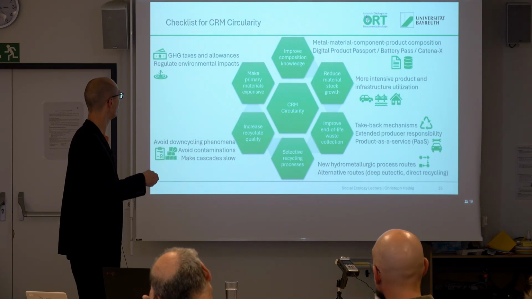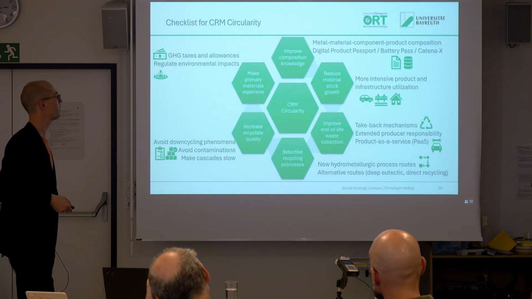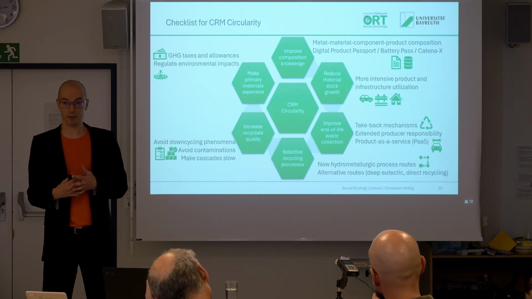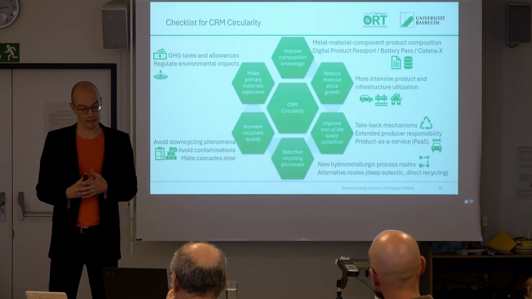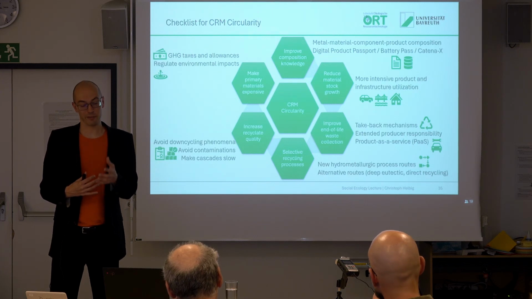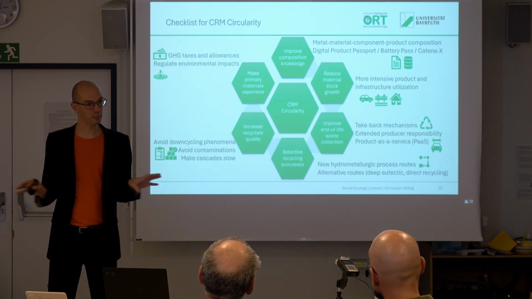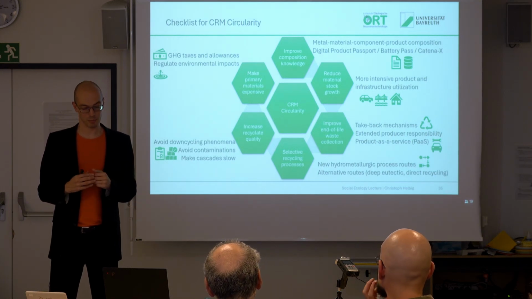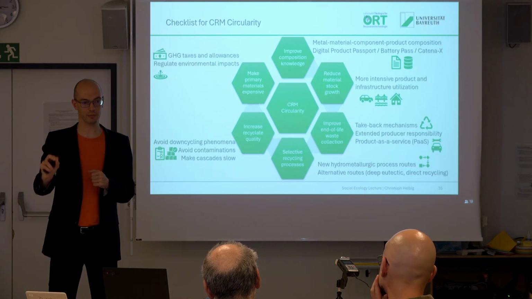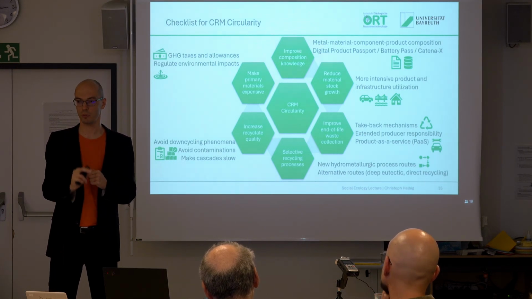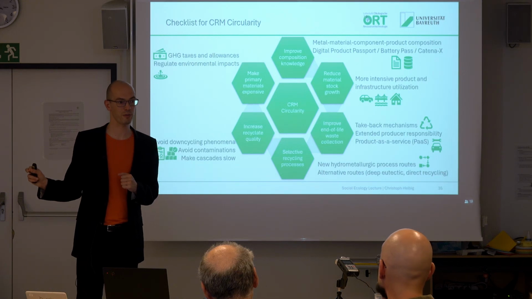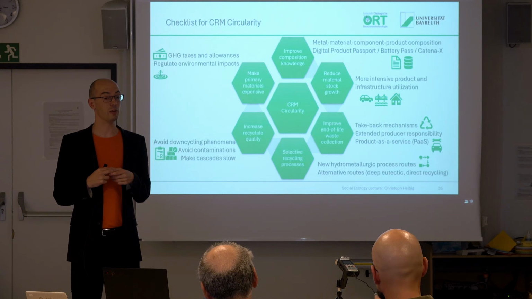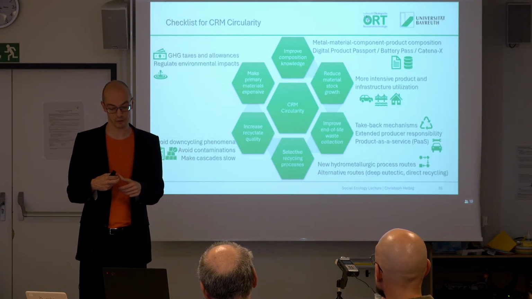So a checklist. We need to improve our composition knowledge. We need to reduce global stock growth by using our stocks more efficiently. We need to improve end-of-life waste collection, so more separate bins. Yes, this will be laborious, but actually it's important to be more precise where each waste material stream goes, and if we have more homogeneous materials and more homogeneous waste streams, then all of these metallurgical processes will be just so much easier.